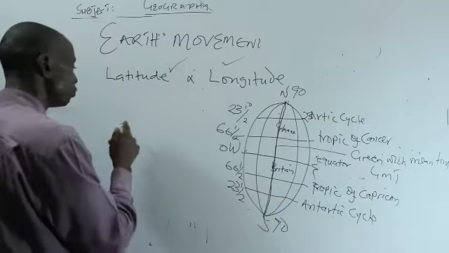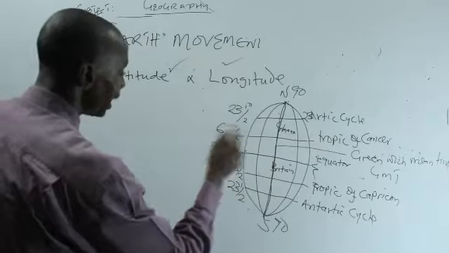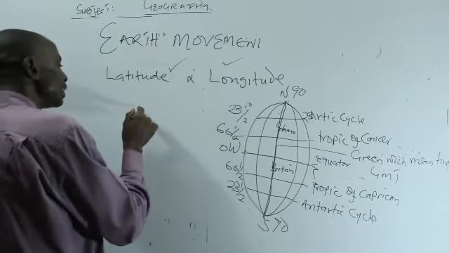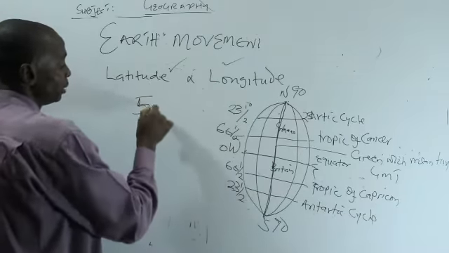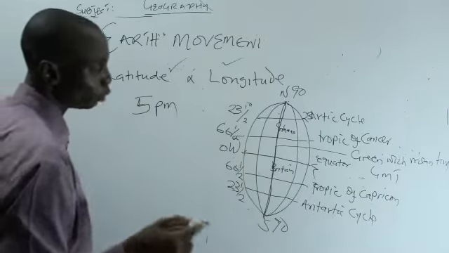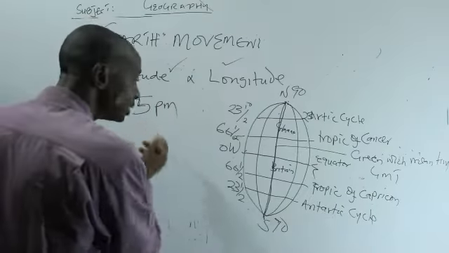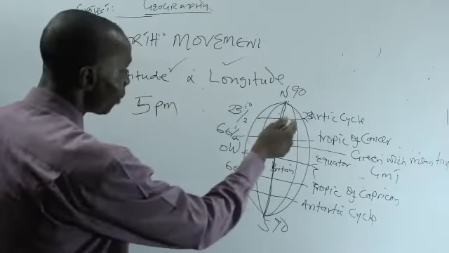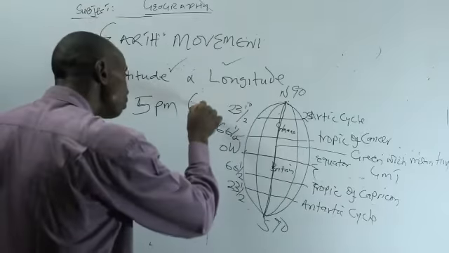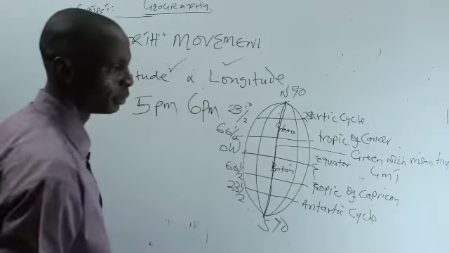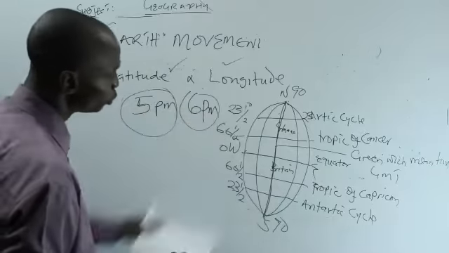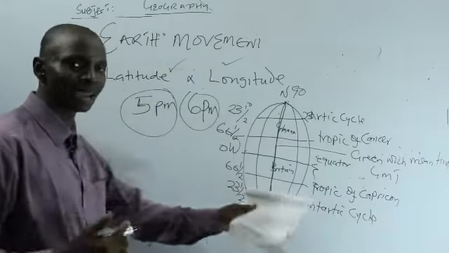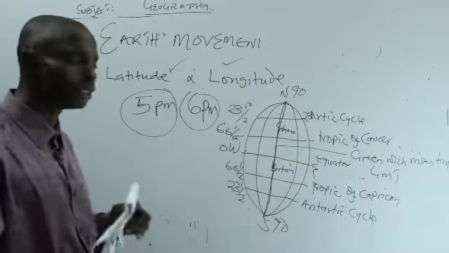So if there is a football match between Ghana and Nigeria, and it's going to take place at the local time of Ghana, maybe by 5 p.m., when Nigeria is going to watch the same match, because we are 1 hour ahead, we are going to watch the same match at 6 p.m. So we use this longitude and latitude to do what? To calculate time difference.